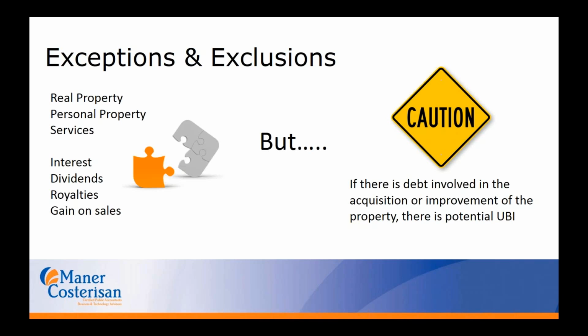Unless, like I said, there's debt involved in purchasing the investment that's generating this income. And later on in the slides, I'll talk about when these items, especially interest and royalties, are received from a controlled organization. There's a carve out in the law, and I'll talk about it later, that makes those items taxable to the controlling organization. So I'll talk about those shortly, but for the most part, those items are not UBI.